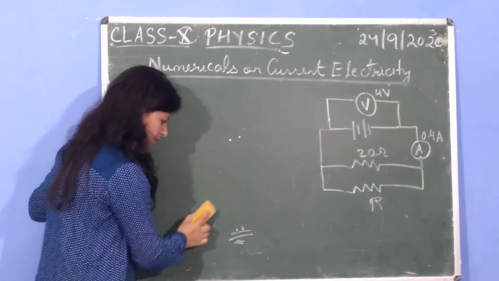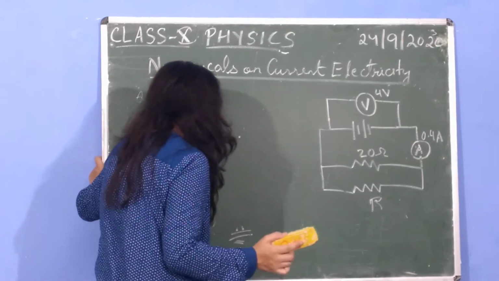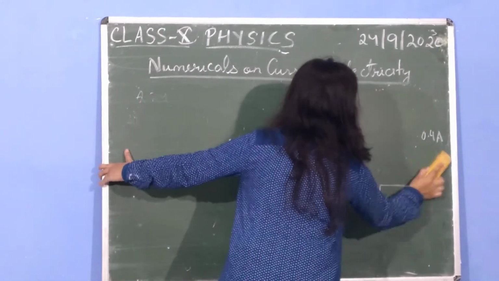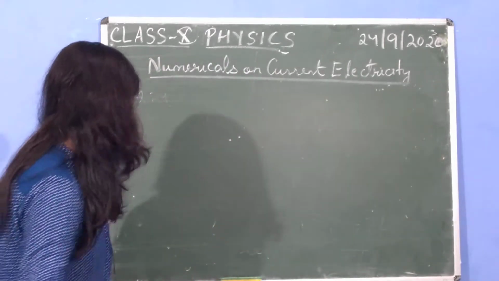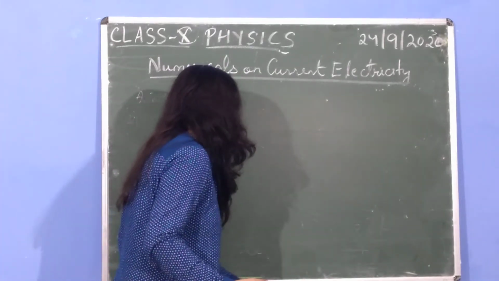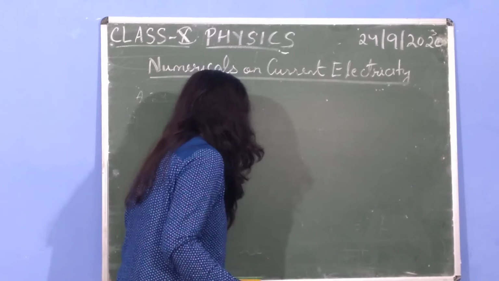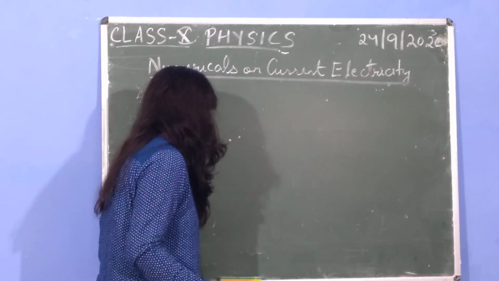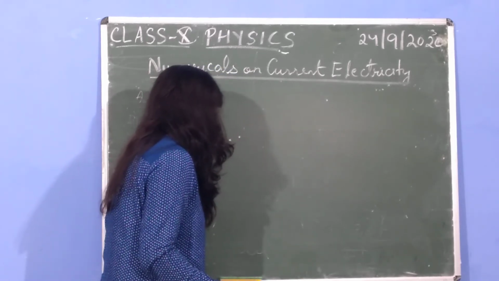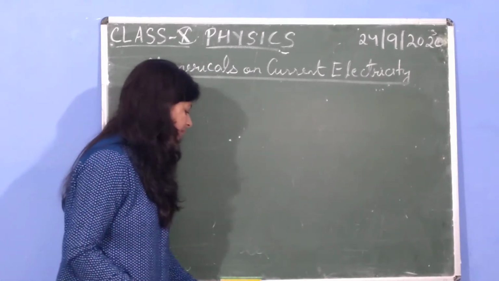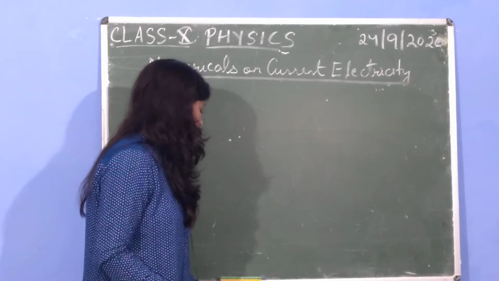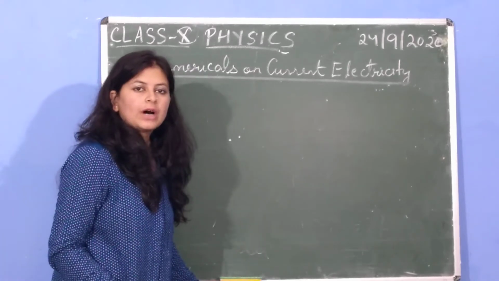This is the solution to part C. Next, we will move on to question number 26. The question reads: a cell supplies a current of 1.2 ampere through two resistors, each of 2 ohm, connected in parallel.